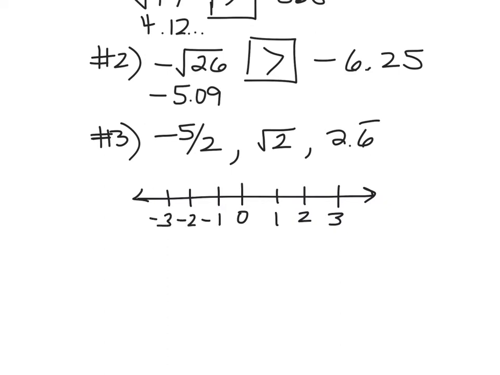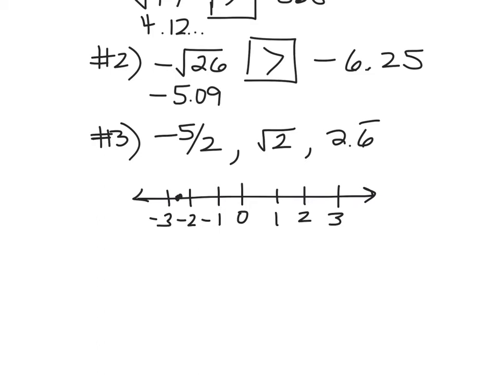And then let's go ahead and plot our things. So negative 5 halves. I think I'd rather have that as a decimal. Do you know what that decimal is without using your calculator? Negative 2.5. So let's go to negative 2.5. There it is, right there.